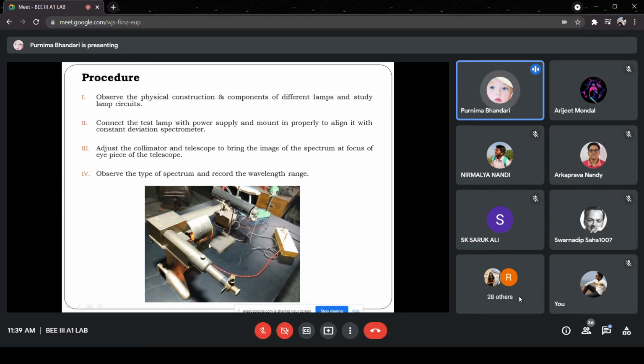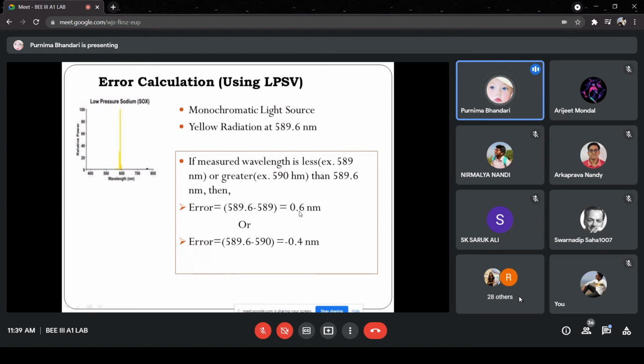And we have to check, there is one point in the drum which is marked with a cross as 589.6. We have to check whether the line falls on that or not. If it does not fall on that, that means there is an error, so we have to estimate the error using this formula. It can be less or more, so depending on that, it will be a positive error or a negative error.